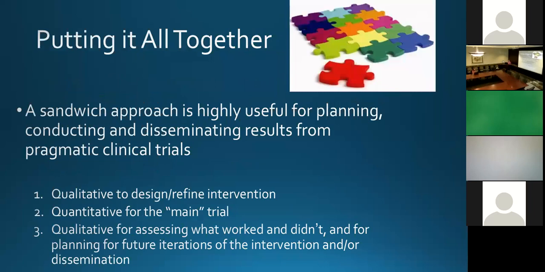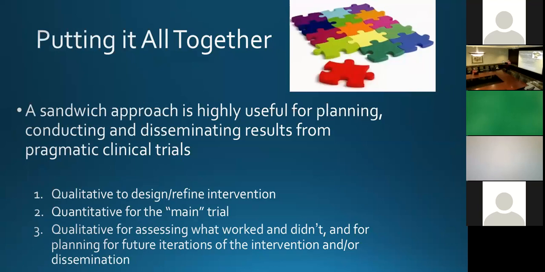So putting this all together, I really feel like this sandwich approach of the qualitative, quantitative, and qualitative is really useful for both planning these pragmatic trials as well as conducting them. And then if you have a successful trial, so we've used this model for other projects that I didn't talk about today, because I was told I needed to talk about the OBGYN trial, and I was like, don't you want a trial that's actually worked? Well, that's okay. I could get up here and tell you about my negative trial, it's fine.